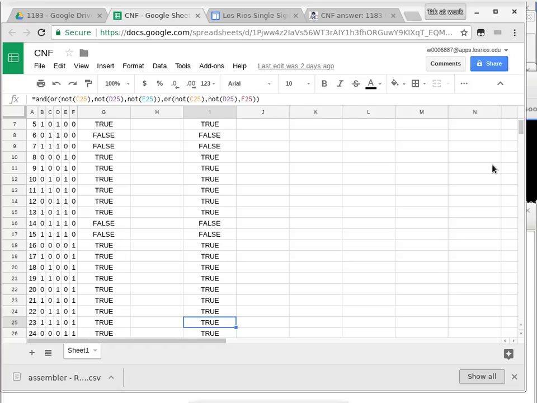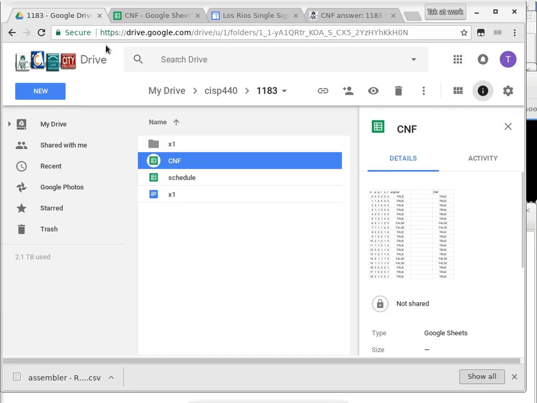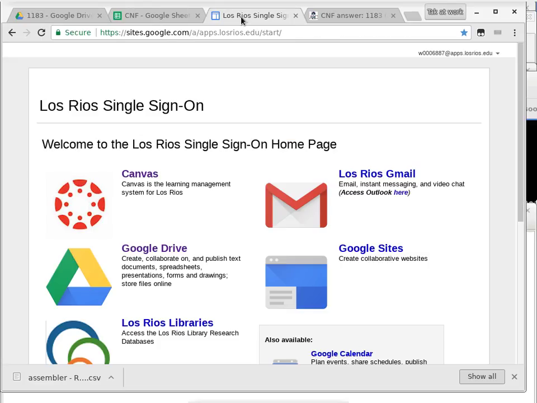For our next exam, should we be expecting a CNF? Yes. You will have a similar question, but it will be simpler. I'm going to test that one and make sure that we can do it in just a few steps and not that many steps. Okay. All right.